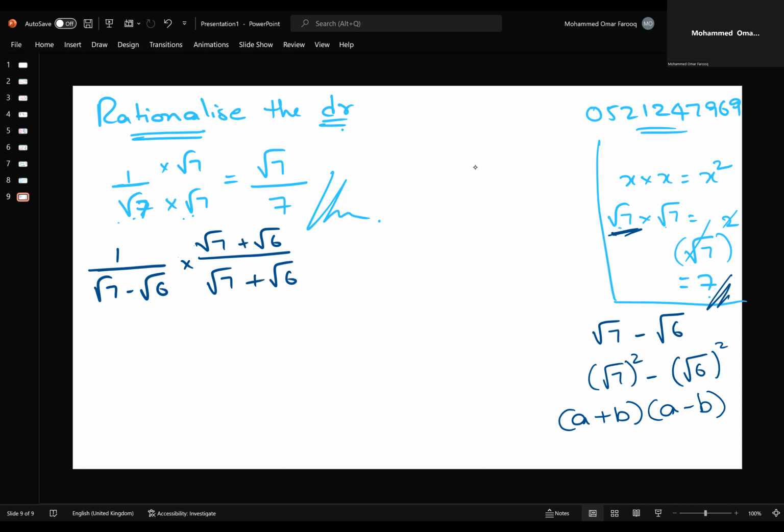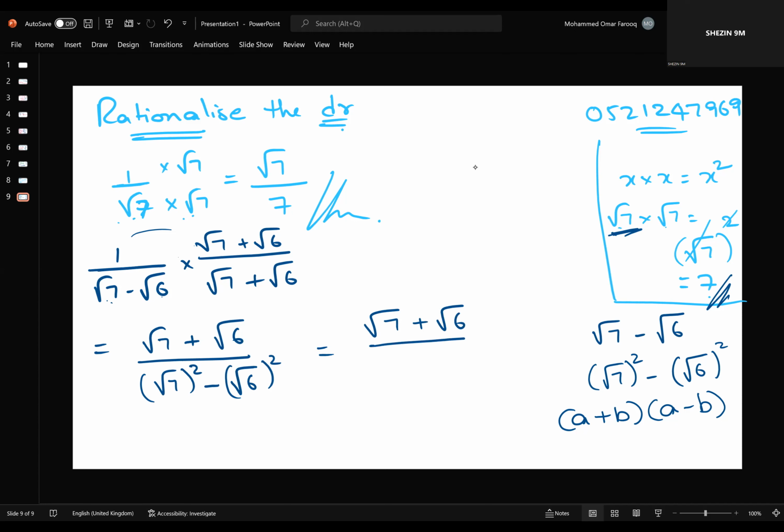Is it right? So in the numerator, 1 into root 7 plus root 6 is root 7 plus root 6. And in the denominator, (a minus b) into (a plus b) gives rise to a square minus b square. That will be 7 minus 6, right? So it is root 7 plus root 6 divided by 7 minus 6, which is equal to root 7 plus root 6 divided by 1. So did you understand, my dear students?